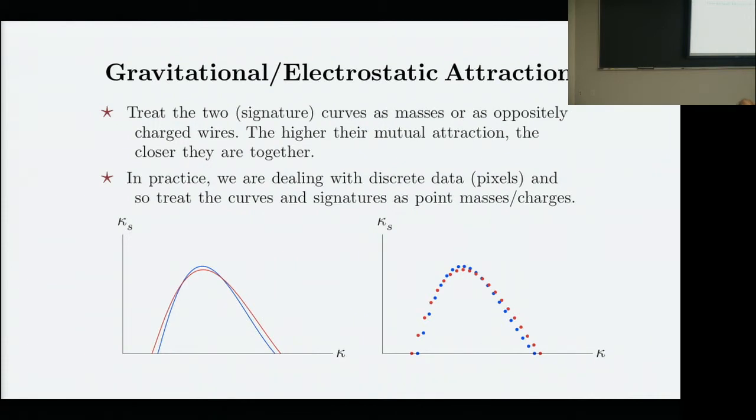If you look at the mutual gravitational attraction of those considered as just a bunch of point masses, then the higher the attraction, the closer they are together. And that proved to be very useful. That seemed to do the best for these purposes for comparing them. Why not use, like, a spring between them?